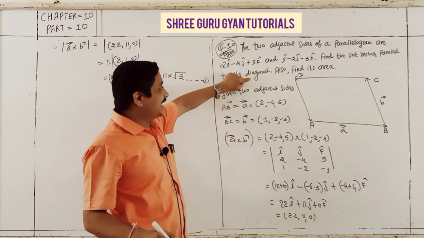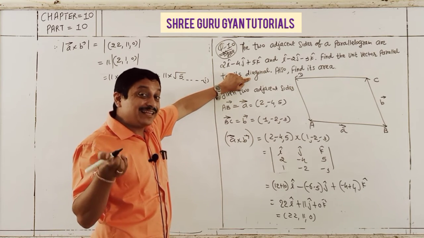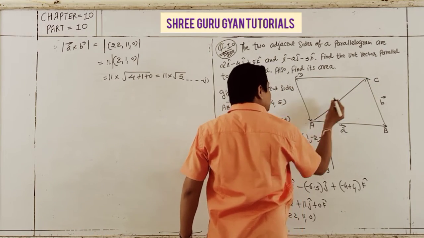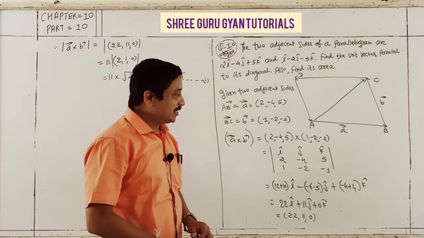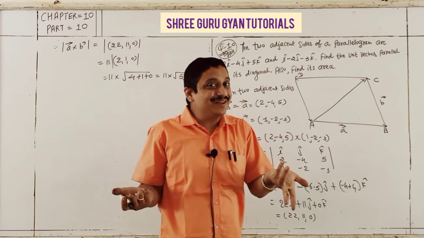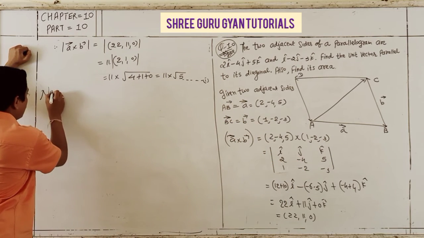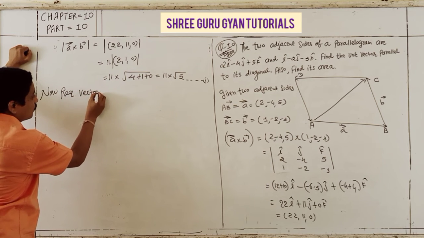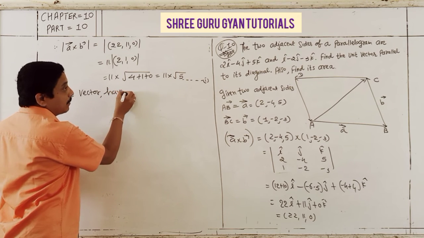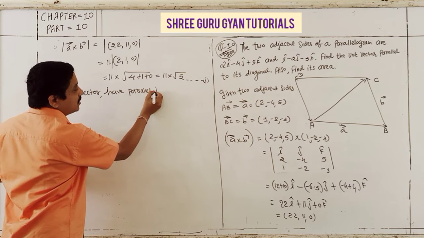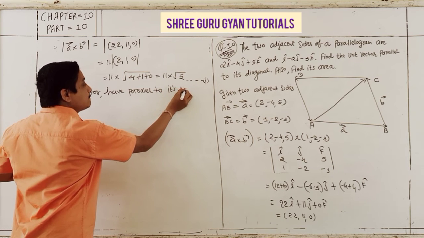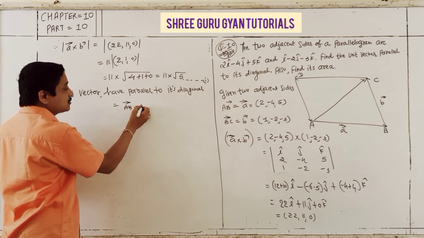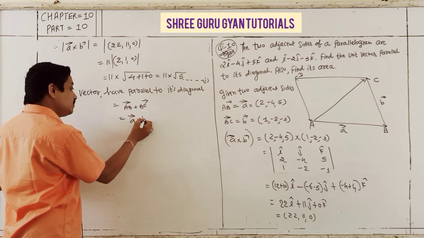But now second, diagonals. Find the unit vector parallel to its diagonal. So students, AB, BC. Now I will take that direction, A to C. Actually A to B, B to C, it's a diagonal sum. It means the required vector is parallel to its diagonal. Students, I will take the diagonal as A to B plus B to C, I mean A plus B.